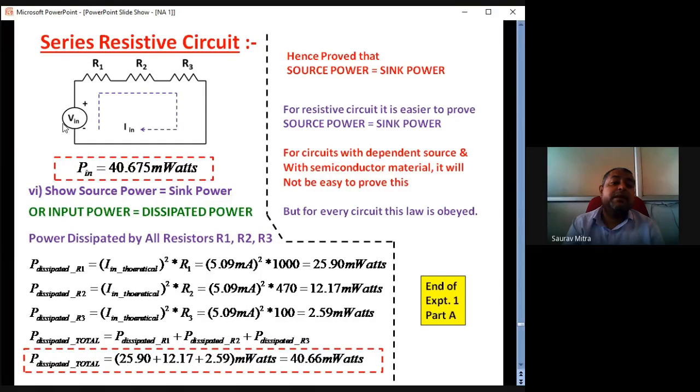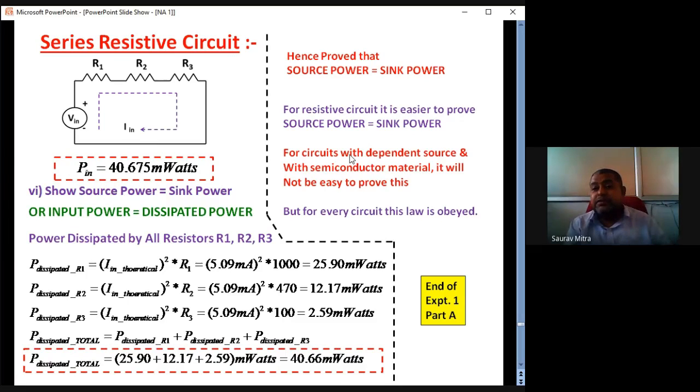Dependent source means this is an independent source; 8 volt means it is 8 volt. As you go deeper into NA, in the higher modules, you will find there comes a concept of dependent source. With a dependent source, it will be a little difficult for you to prove that source power is equal to sink power this easily.